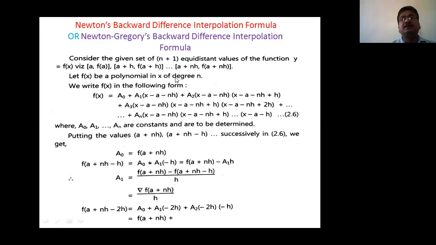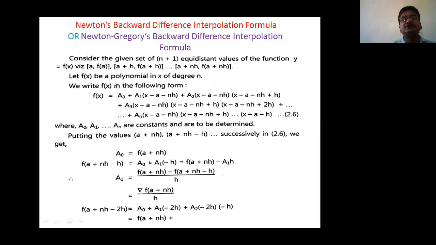In the problem, this data is given in table form. So we have these values of x and values of y, or f(x). Then define the polynomial f(x) in this form: f(x) equals a naught plus a1 times (x minus last point), where a naught, a1, a2, up to a n are all constants and are to be determined. We have to find their values.